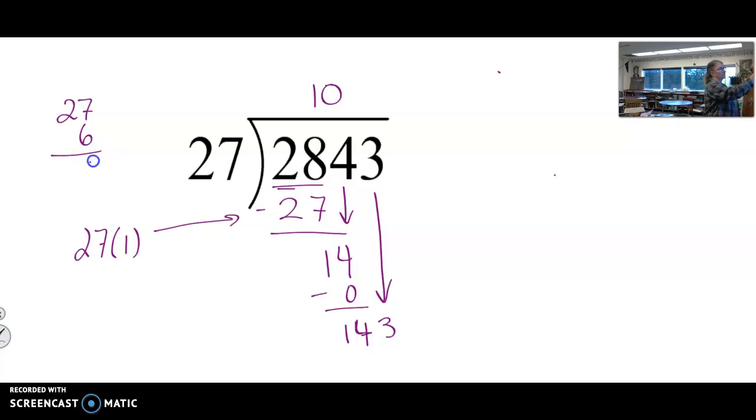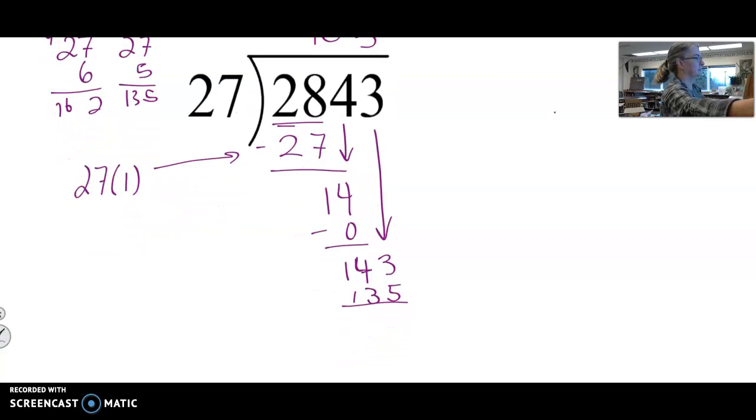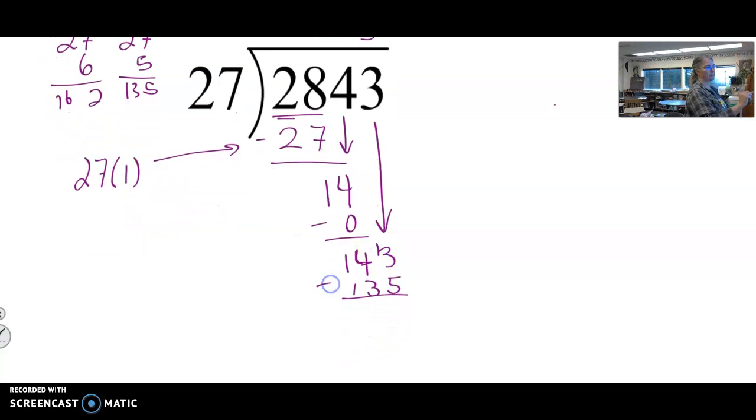And we could guess, maybe let's try 6. So 7 times 6 is 42, 12, 13, 14, 15, 16, that's too big. So 27 times, let's go 5, and we get 35, 13, that works. So it goes in 5 times, so we put our 5 up here. 27 times 5 is 135, and then we subtract. Remember the subtraction piece.